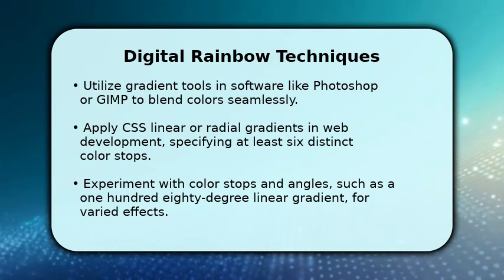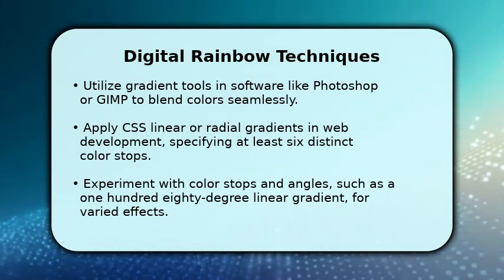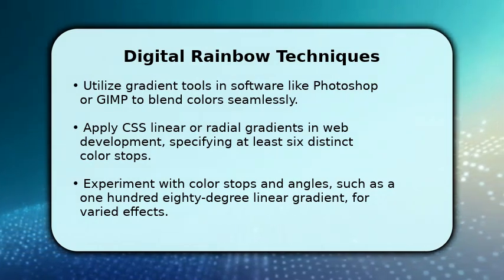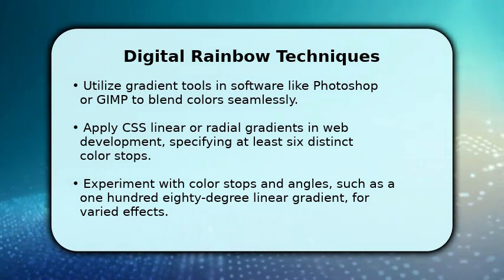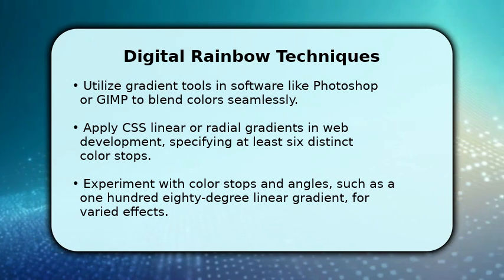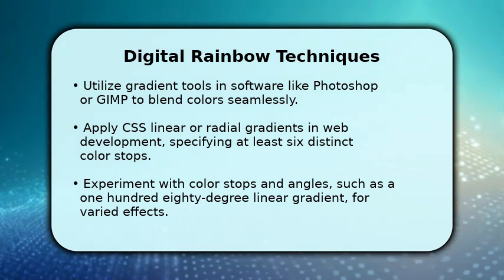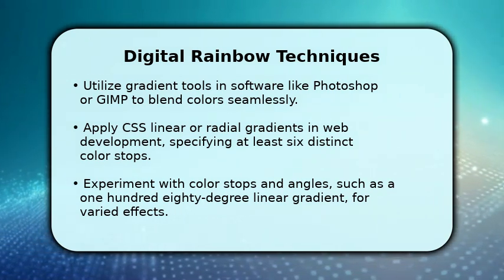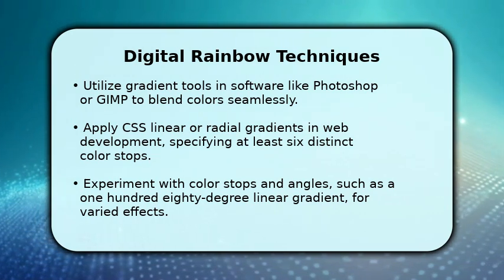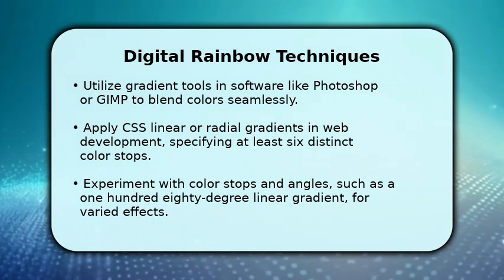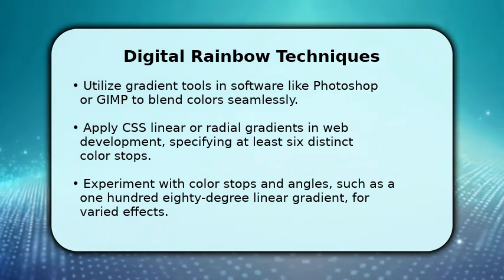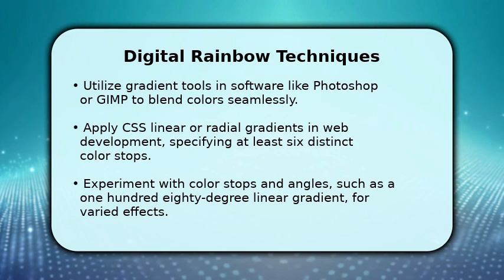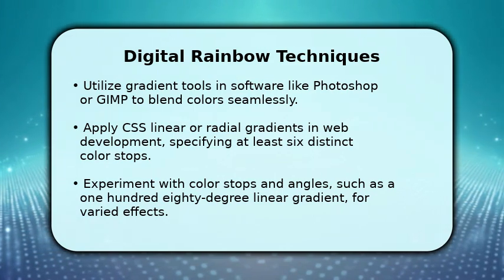For digital projects, gradient tools are your best friend. In graphic design software, you can easily create a smooth transition across the color spectrum. For web design, CSS gradients offer powerful control. Define your colors, perhaps 6 or 7, and set their positions along the gradient. Try a linear gradient spanning 180 degrees for a classic horizontal rainbow, or a radial gradient for a burst of color from a central point.